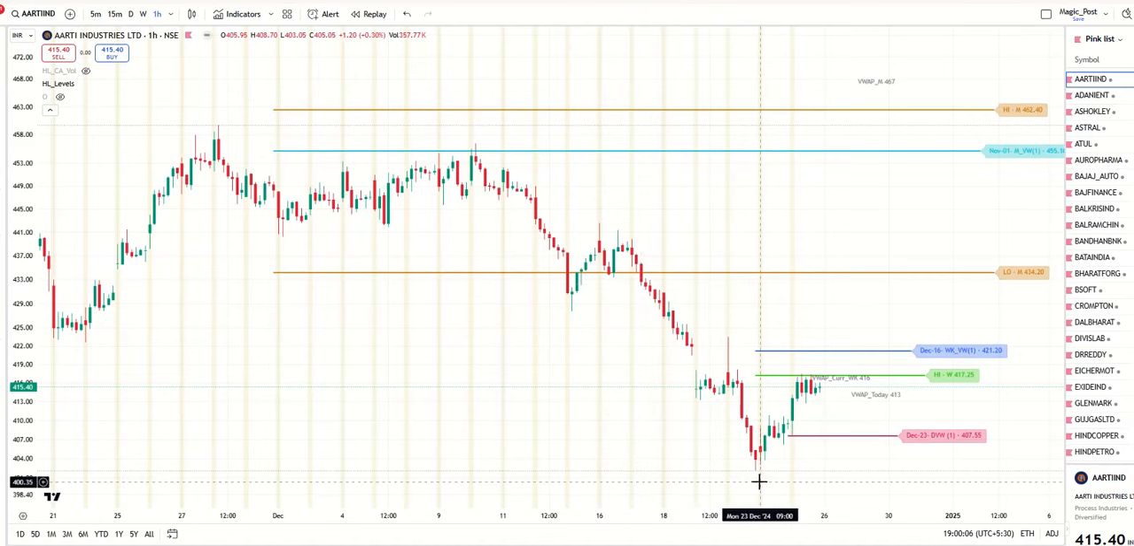Okay, this actually tested 402, right? 400, in fact, less than that, 400, and then there is a bounce back. And imagine a 30 rupees fall straight away without even looking back, right? So there is a good opportunity for PE.